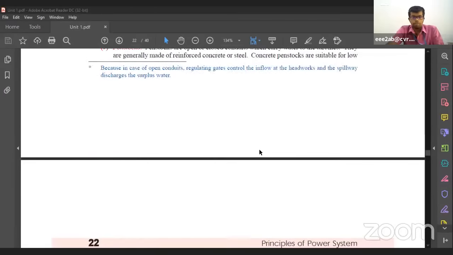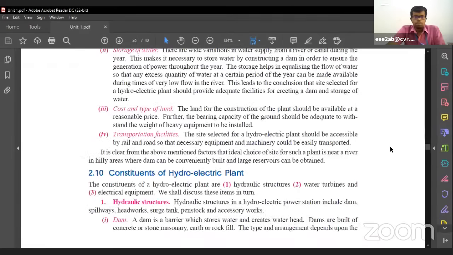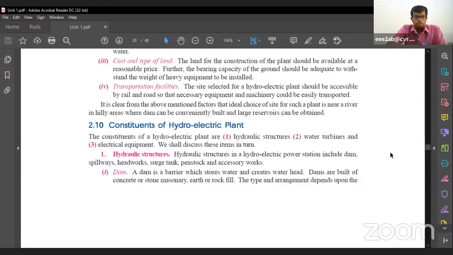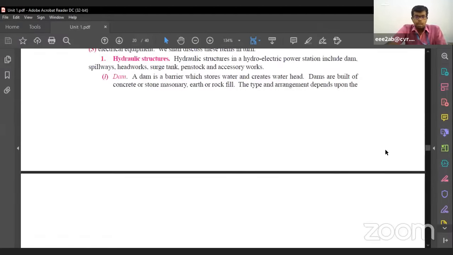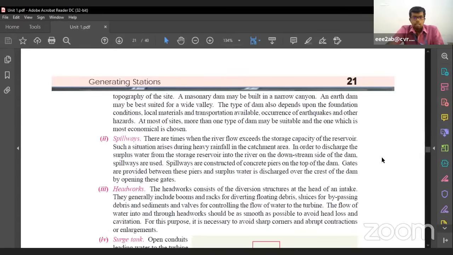So last class we have seen hydroelectric power stations, right? We have seen what the constituents of a hydroelectric power plant are, like the dam. How the dam is built, how the water is stored and how it is taken, what the types of dam are, and which dams are suitable for which locations. Then what spillways are, and what the uses of spillways are.